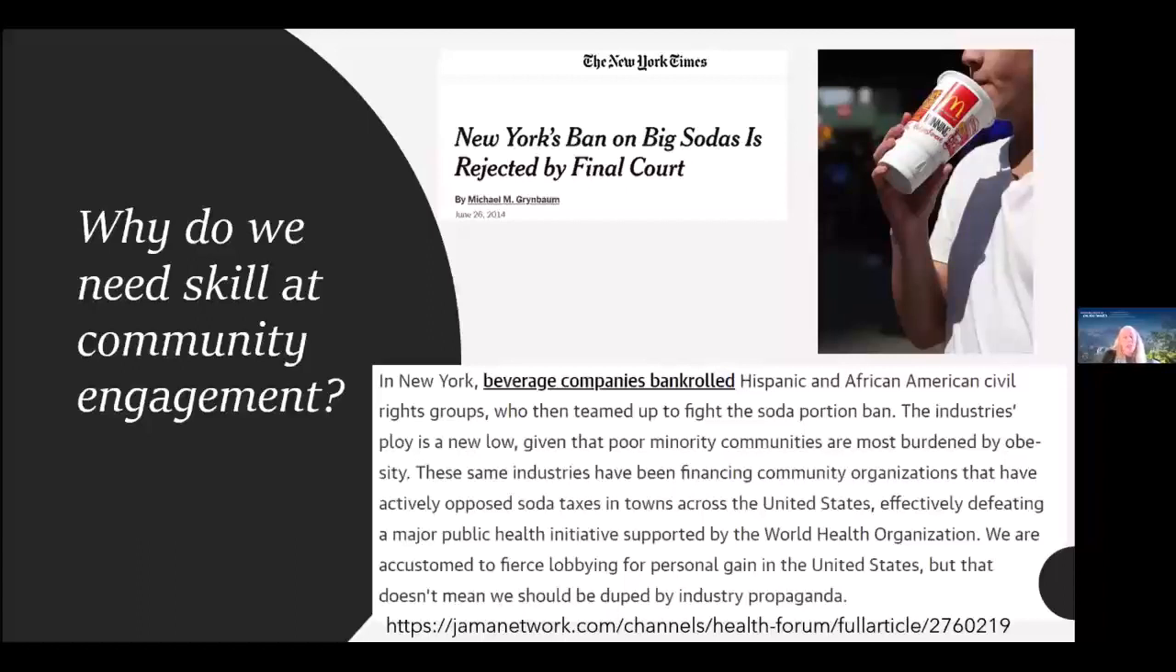There was also at the time clear science, that science, of course, continues to grow, that overconsumption of sugar was a contributor to poor health outcomes. So you have a burden, you have clear science that there's a potential solution to this problem. And yet that ban ultimately failed. So why did it fail?